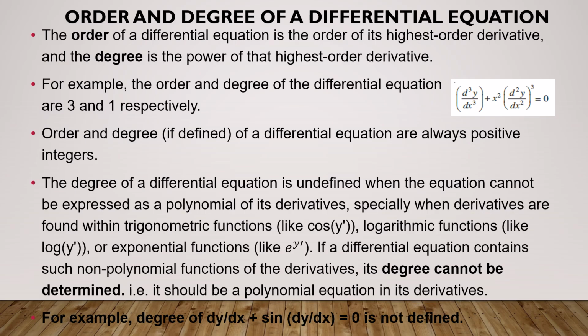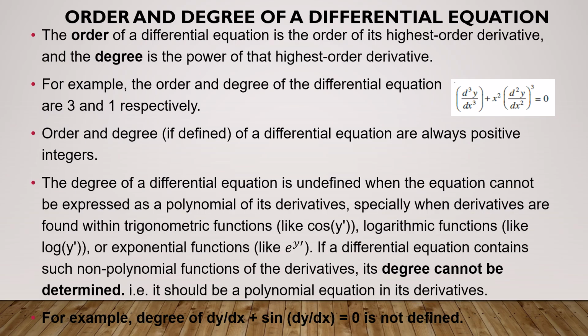See, you know what is a polynomial, correct? Like a very simple example, a1x plus a2x square and so on, that type of equation you call a polynomial. Now, if the given equation cannot be expressed as a polynomial of its derivatives, then the degree will not be defined.